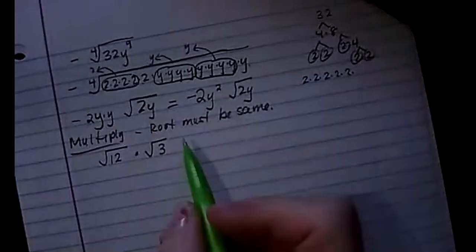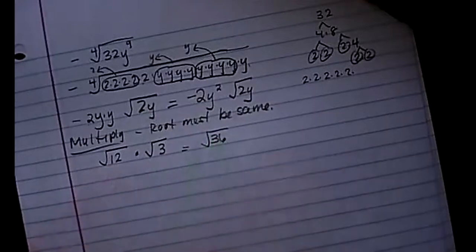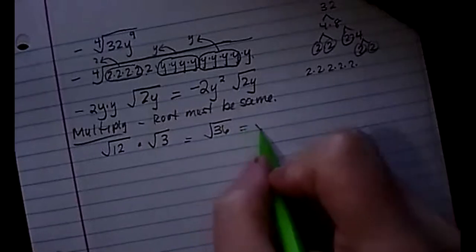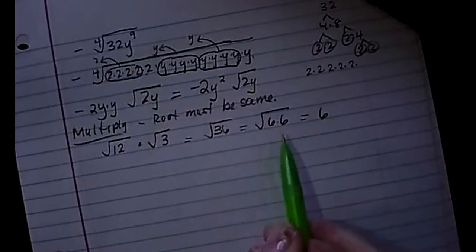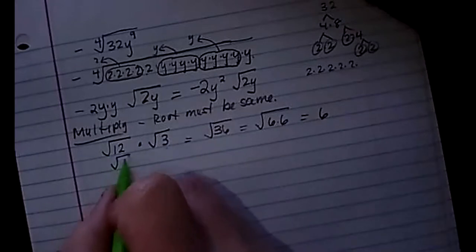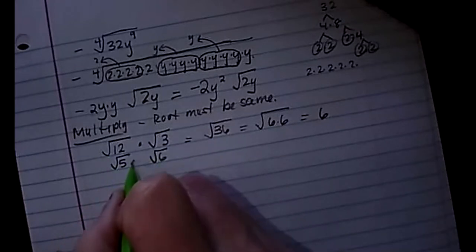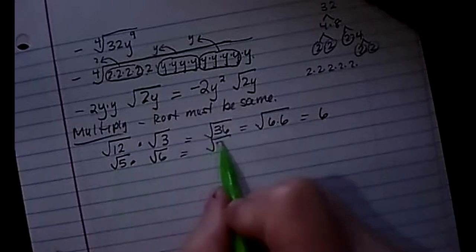All right, so this is going to equal 12 times 3, square root of 36. Well, what is the square root of 36? That's the same thing as 6 times 6, right? So that answer is 6, because it takes 2 to bring out because it's a square root. So I can simplify a multiplication problem as long as I know how to simplify radicals. Now sometimes, how about this one? How about square root of 5 times square root of 6? Well, they're the same root, so square root of 30.